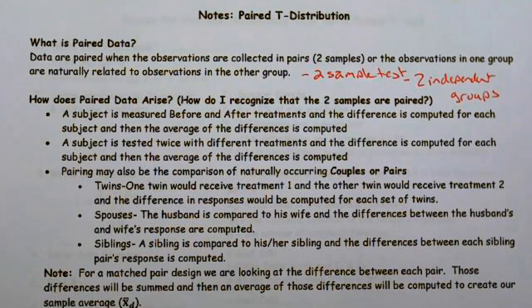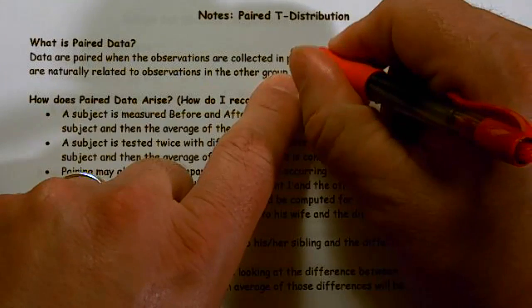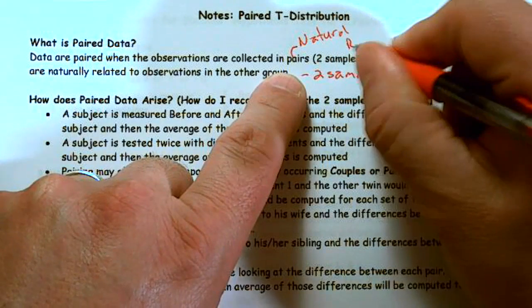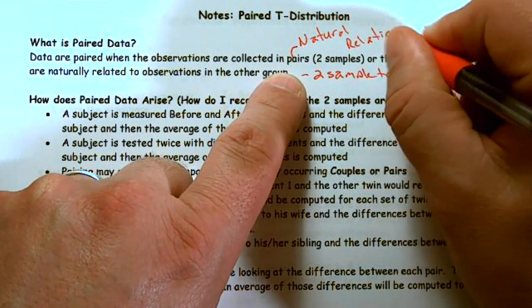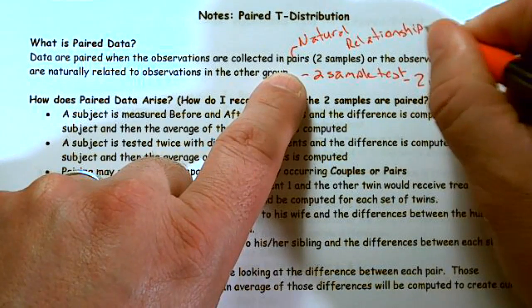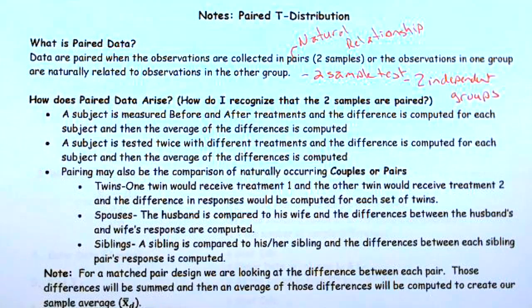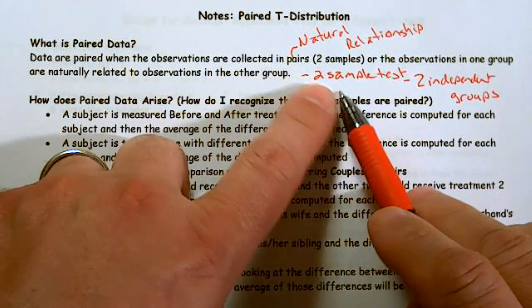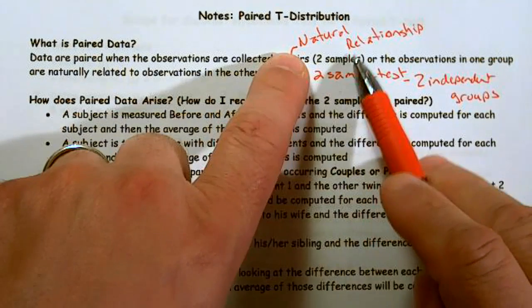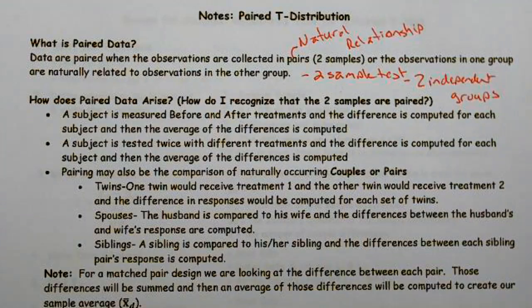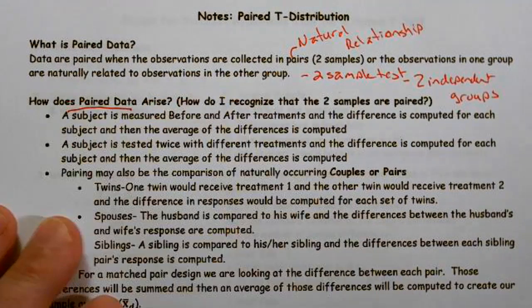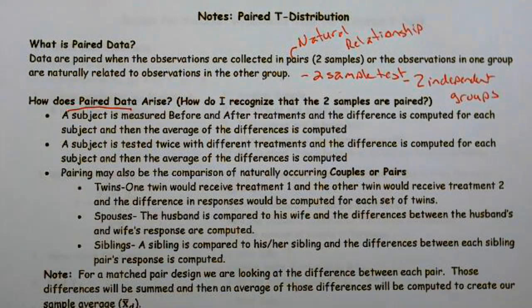Here, in a paired sample, we have a natural relationship. Paired is a natural relationship. And typically with a paired, something is tested twice. So how do I recognize whether we have a natural relationship, in other words, a paired test, or a two-sample test? How do I know if it's a natural relationship or two independent groups? Well, for right now, we're just going to focus on how do we recognize a paired test, because we'll worry about the other after spring break.